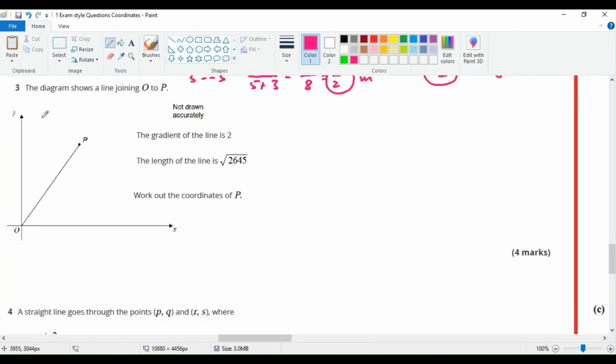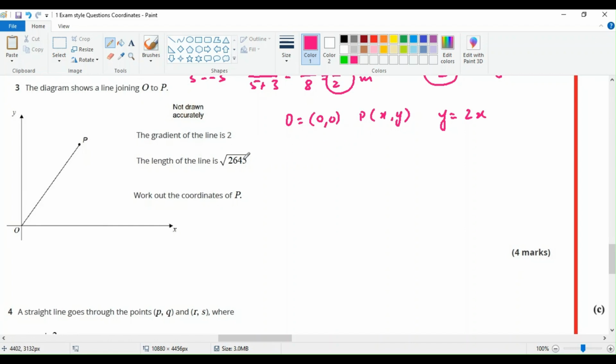In question number 3, it says the diagram shows a line joining OP. The gradient of the line is 2. The length of the line is the square root of 2645, and work out the coordinates of P. We know very well that O is (0, 0), and P's coordinates are (x, y). We have no idea of the values of them, but what we know is y equals 2x. That means whatever the value of x, the value of y is going to be double it. Let's find the value of x first, and then we'll find the value of y.